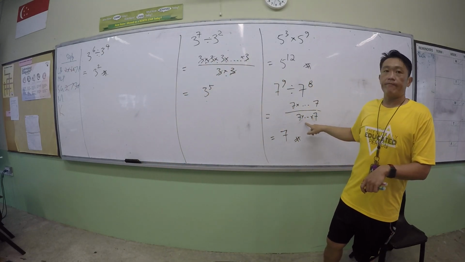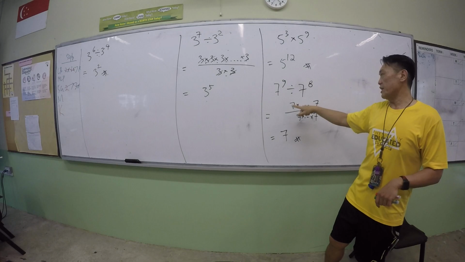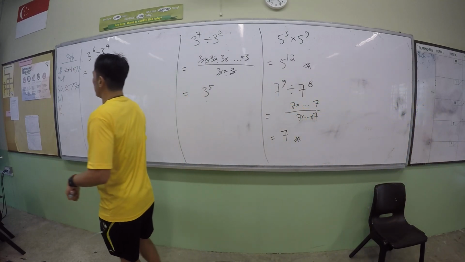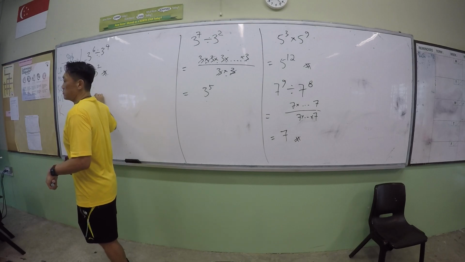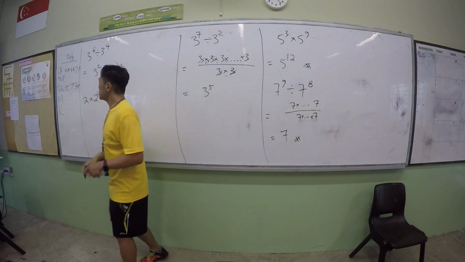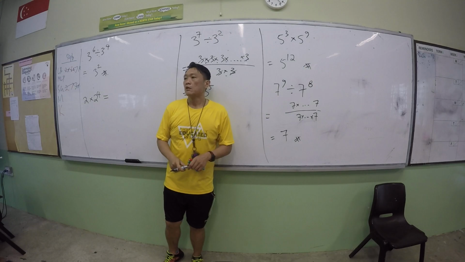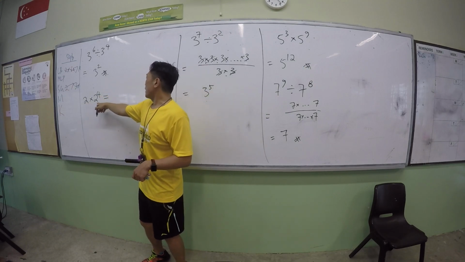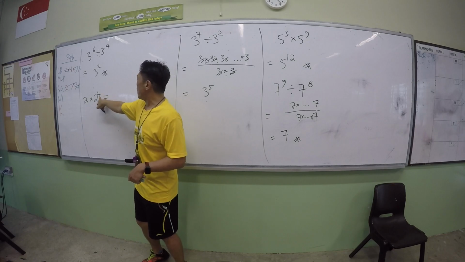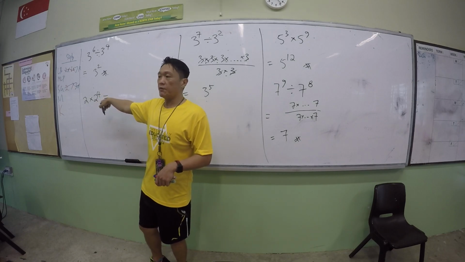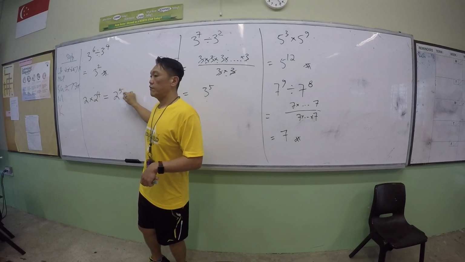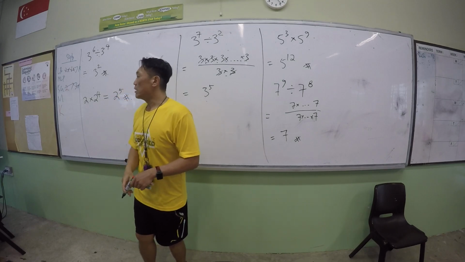Meaning this step, I think through in my mind. Then I don't need to write it down. Similarly, I know that 2 is 2. I know that 2 to the power of 4 is 2 multiplied by itself 4 times. So 2 to the power of 5. Okay?